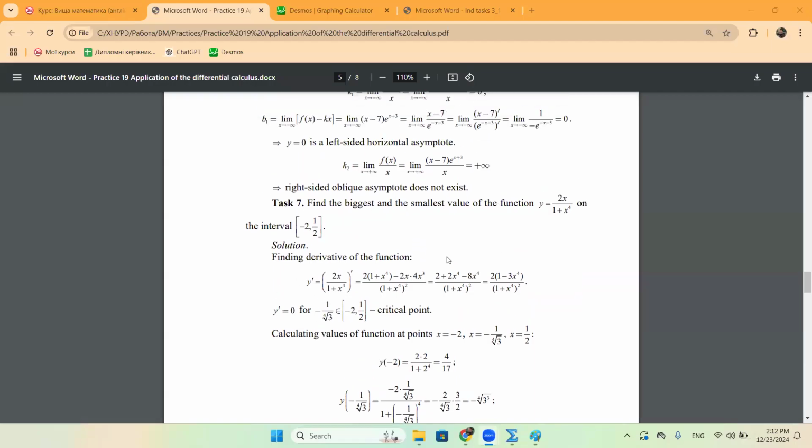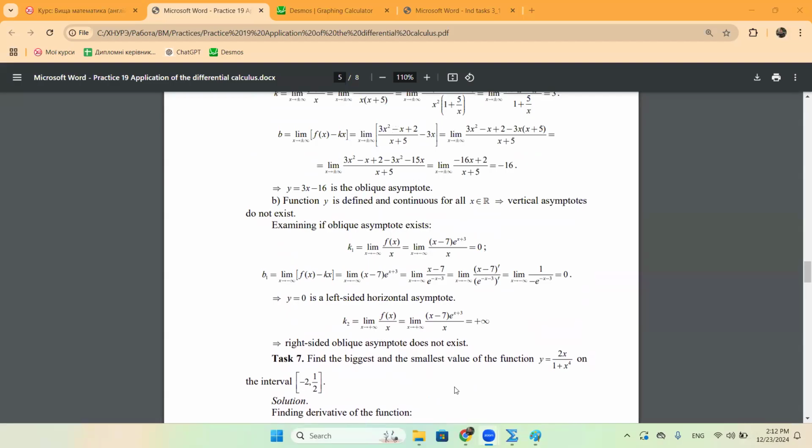Continuing the lesson. So the next task is the following. We need to find the biggest and the smallest value of the function on this interval.